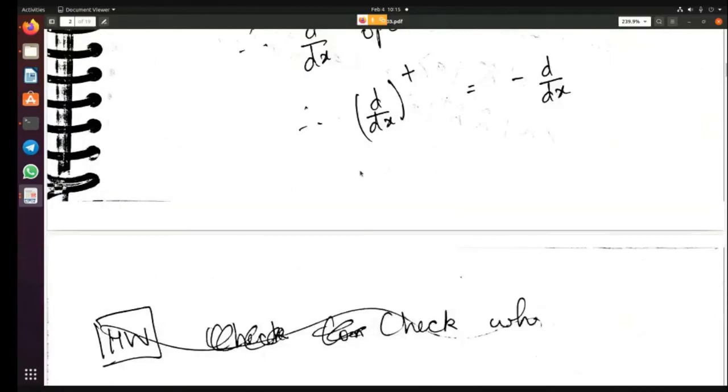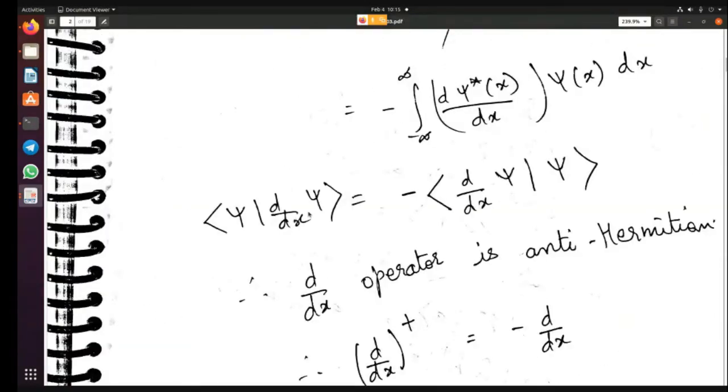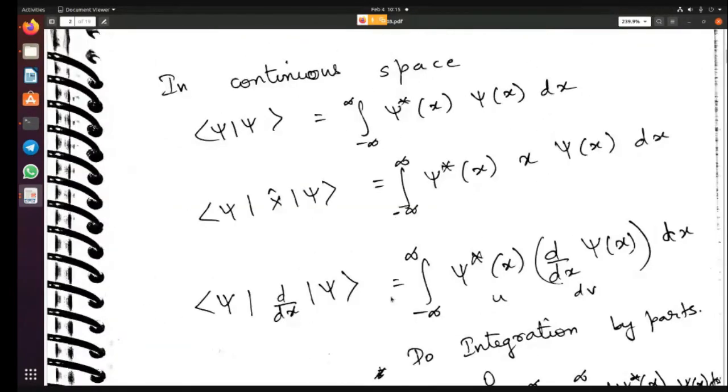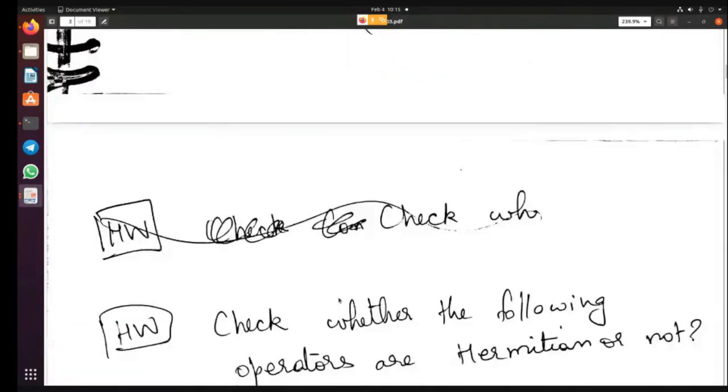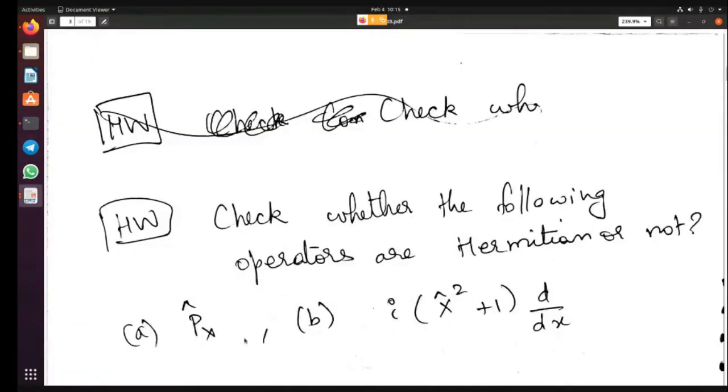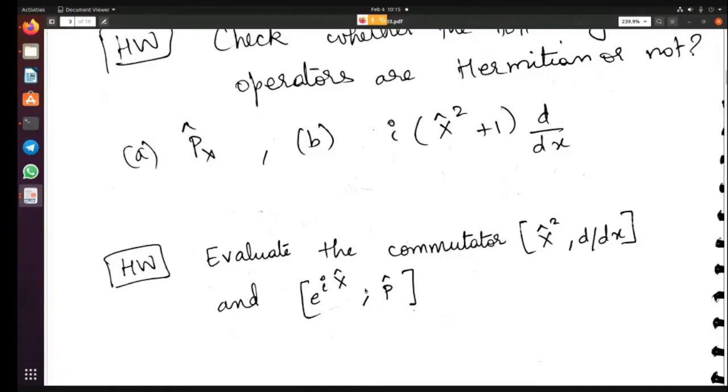Actually, you should calculate the expectation value, right? And then you will be able to say whether it is Hermitian or not. So if you do the expectation value, you will be able to figure it out. And then evaluate the commutator of x square and d by dx, and the commutator of e power ix and p. This again is in the continuous space, so you have to use the continuous wave function, which will be psi of x, right? That's how you'll have to do it.